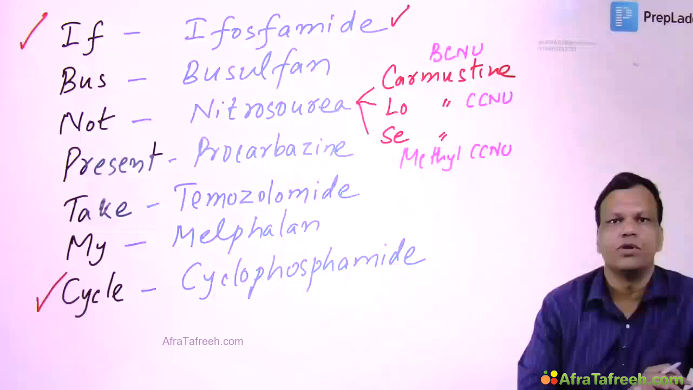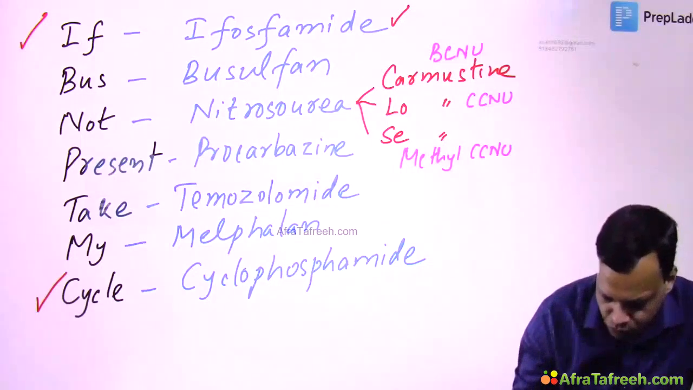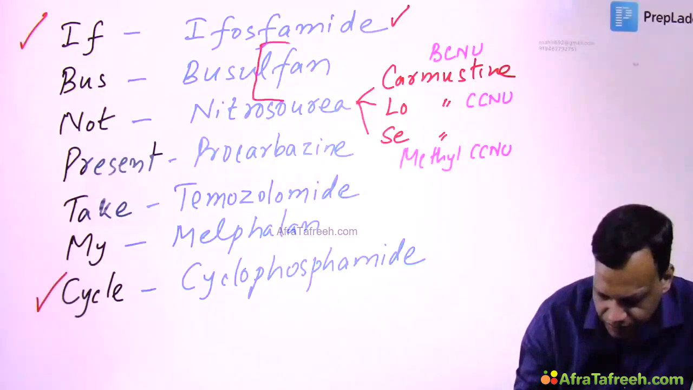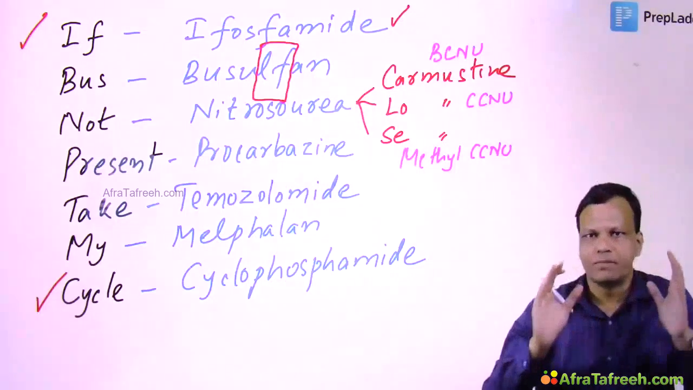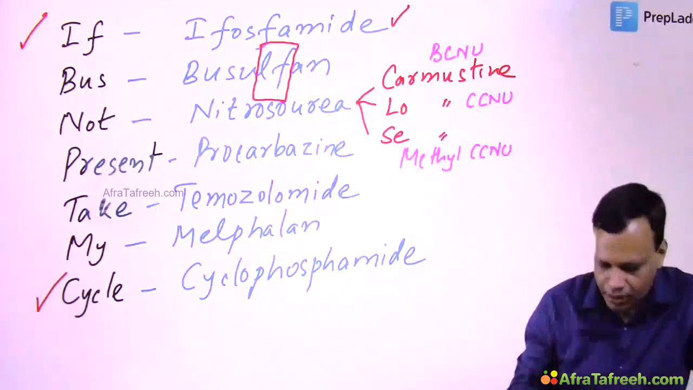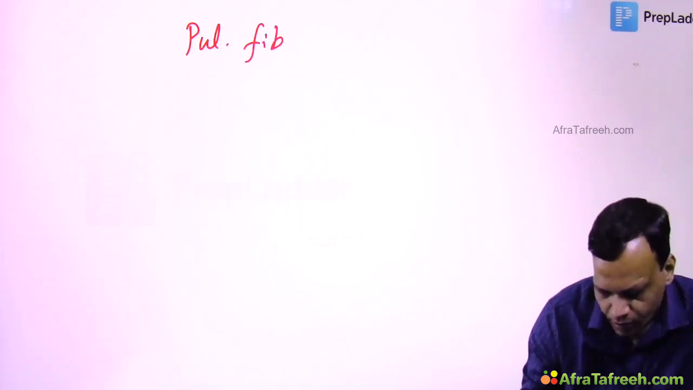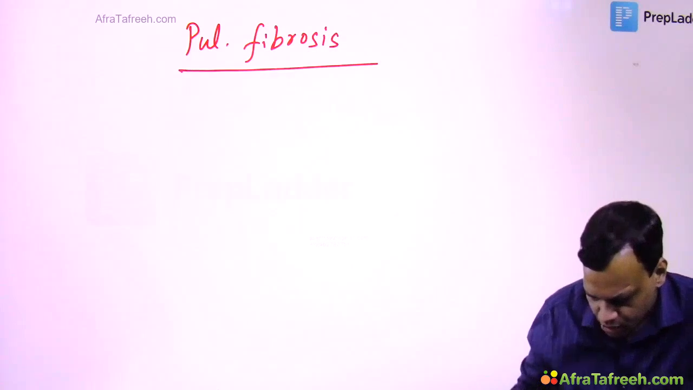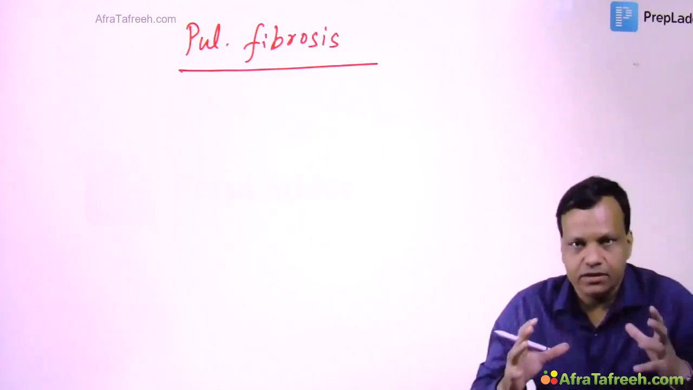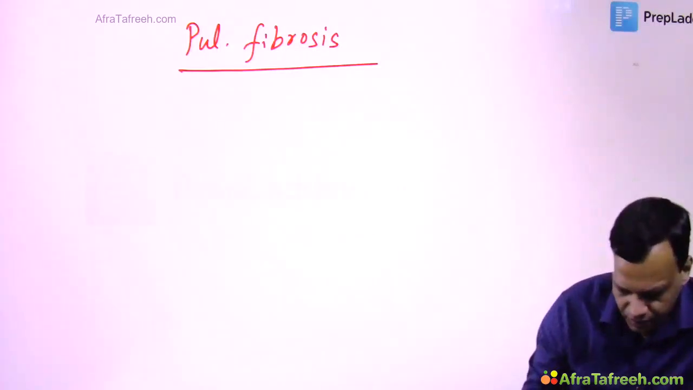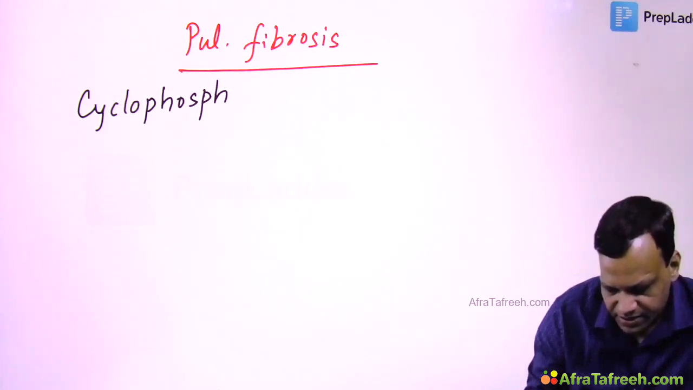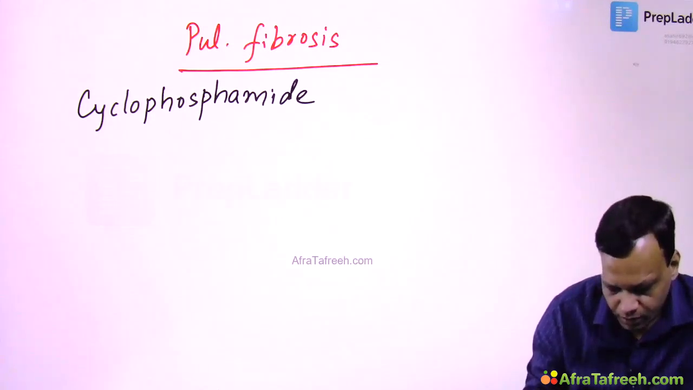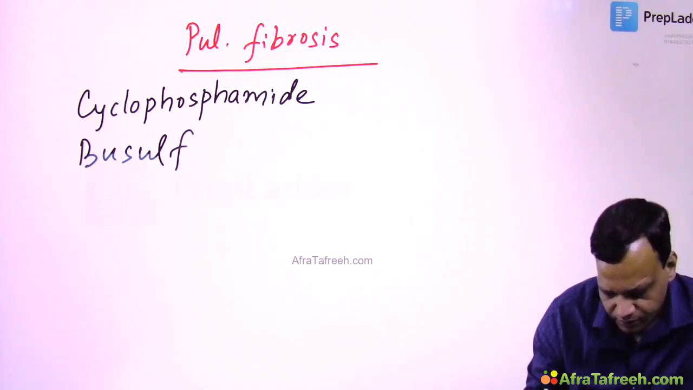Then coming to the second drug, busulfan. The special point to remember: the name busulfan contains LF. LF means lung fibrosis. So busulfan can cause pulmonary fibrosis as a side effect, and you need to remember important drugs causing pulmonary fibrosis. You can remember them from vehicle names. We have cyclophosphamide, which contains cycle in the name. Busulfan, we just discussed.